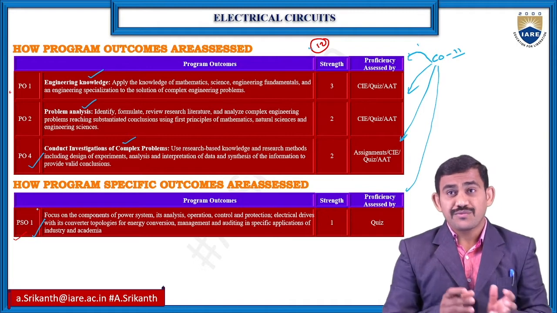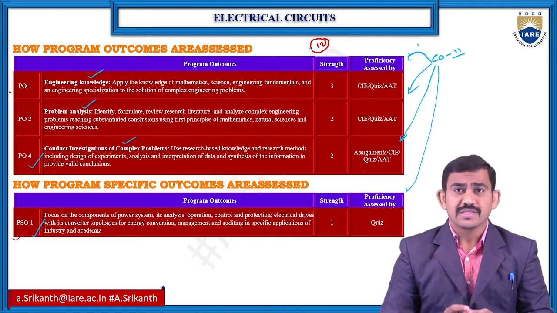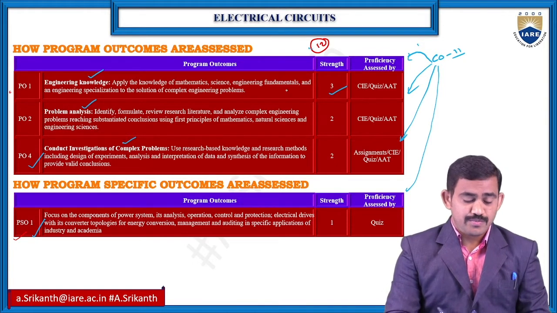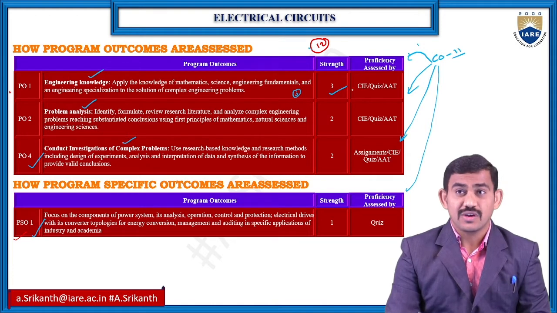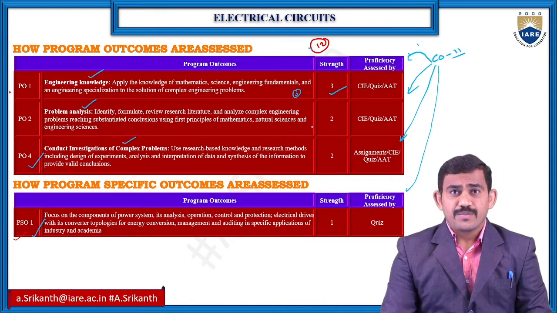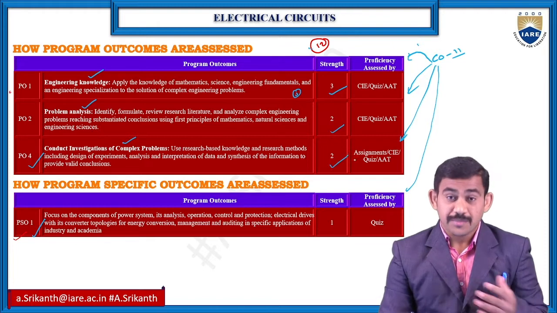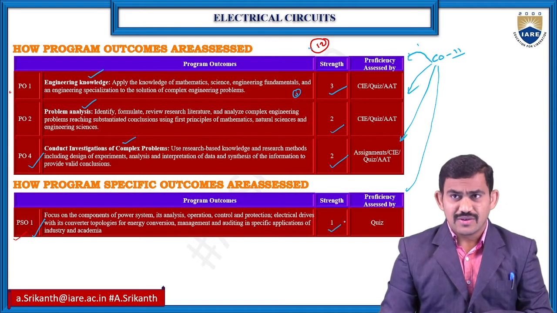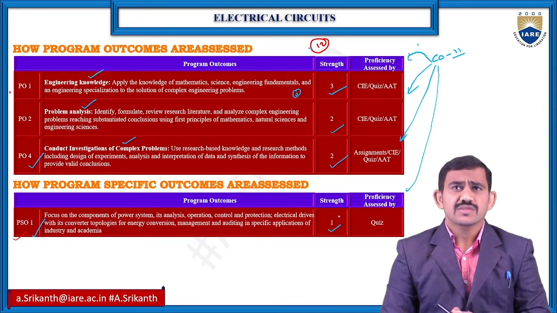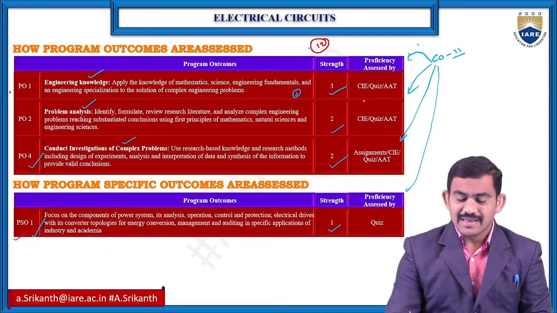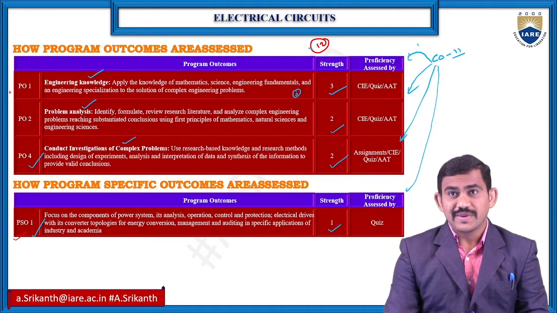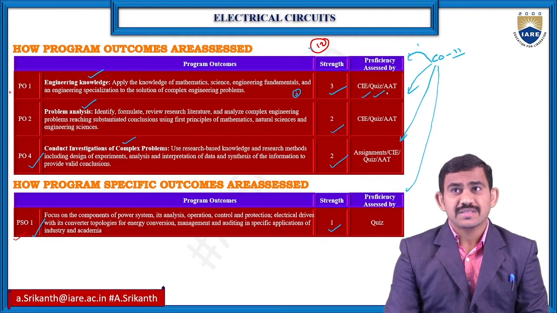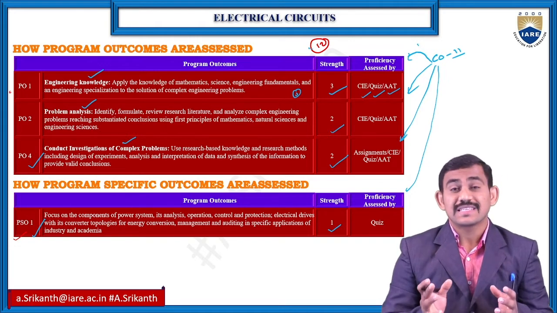Now what is the value? What is the strength of those POs and PSOs? Here I give full strength. POs maximum is 3, and in that I give full, and PO2 gets 2 and PO4 gets 2. Some topics have some problems, so I give a strength of 2. And coming to PSOs, I give 1. So this is about the strength. And which method do I use to get those outcomes? CIE 1, like internal exams, quiz exams, and AAT exams. Under this, I will get some outcomes.